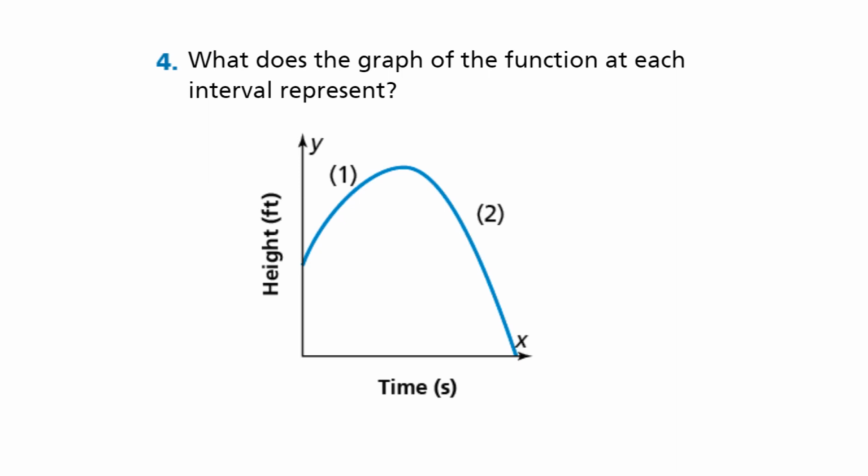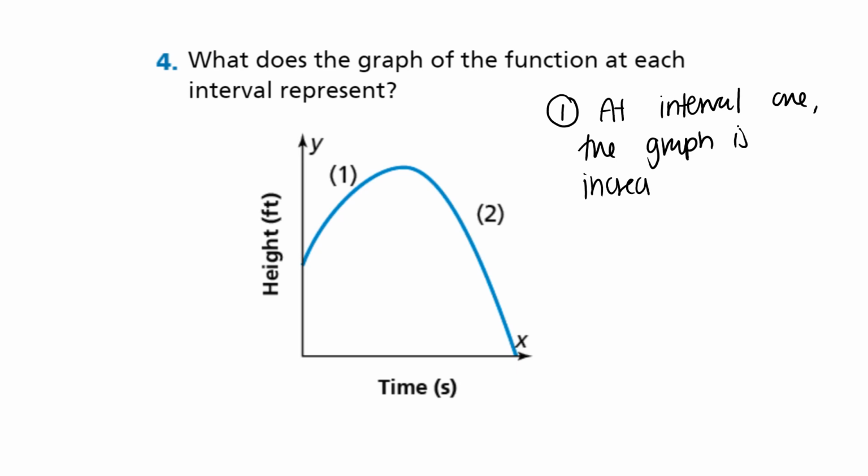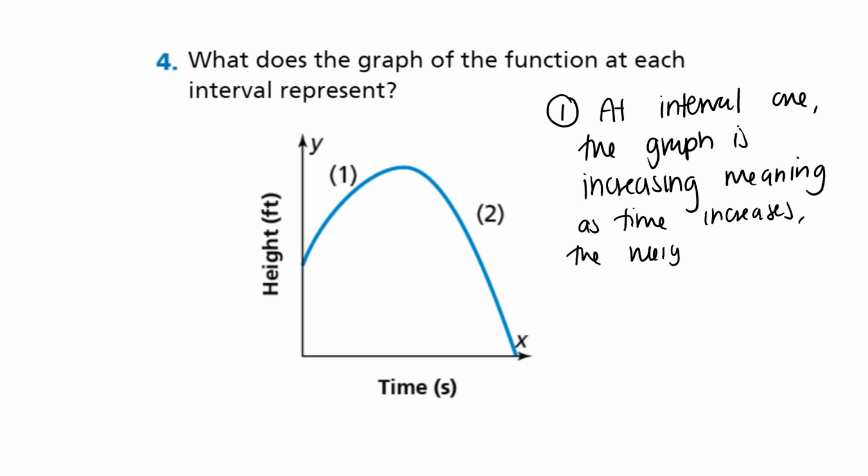What does the graph of the function at each interval represent? So at interval 1, the graph is increasing. Meaning, as time increases, the height increases also. So we're referencing time and height, the sides of the graph.